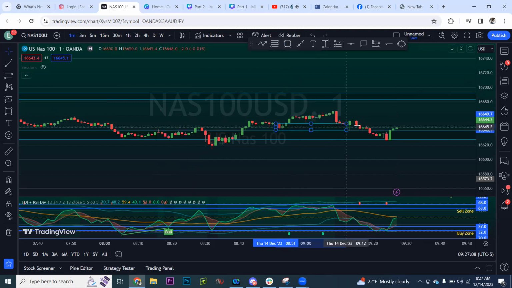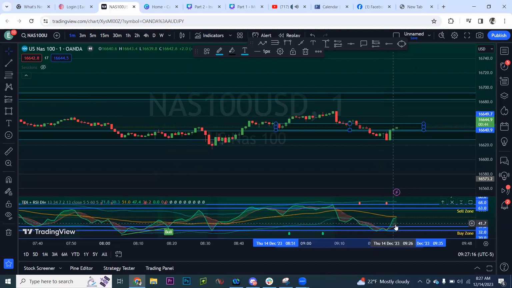And now I can say, if price respects this zone, once it crosses below the entry line, I can potentially feel comfortable, if I'm looking for the sell, to take the sell.